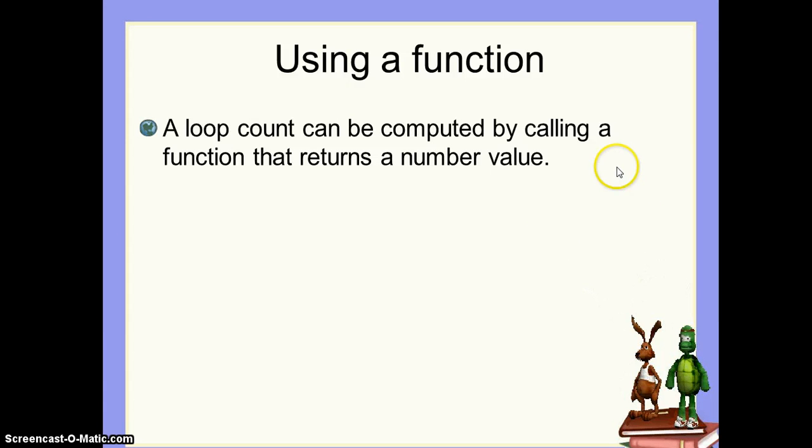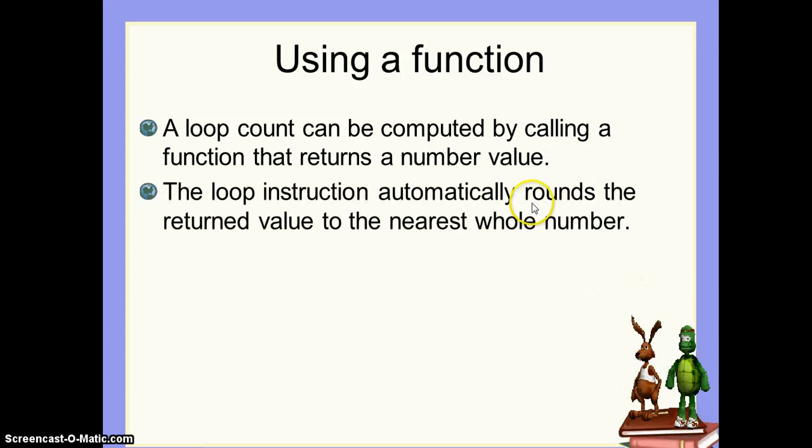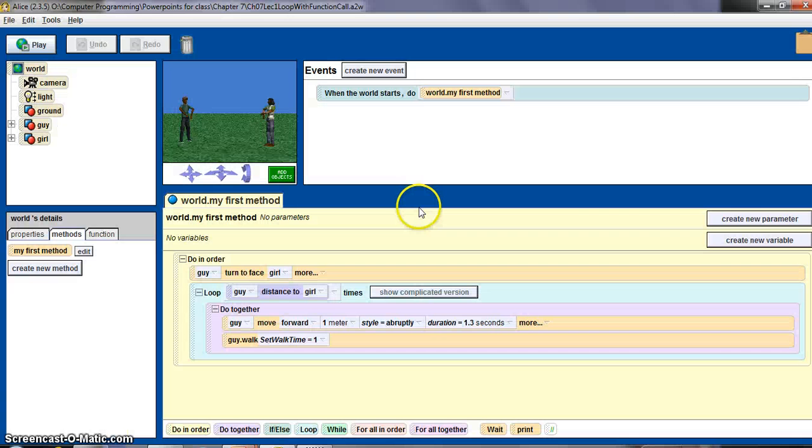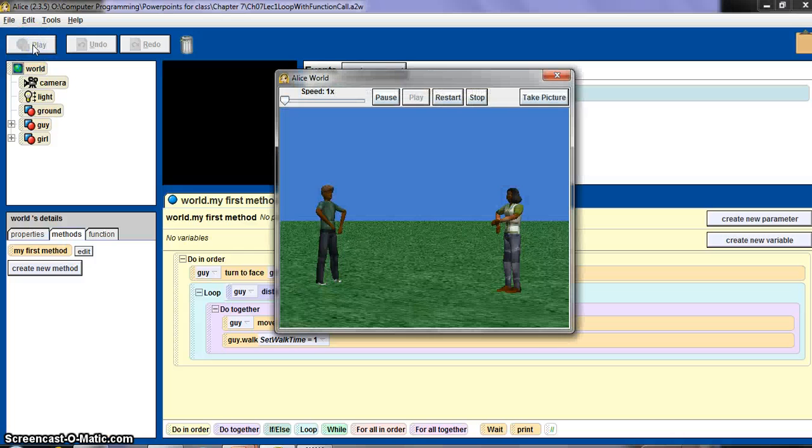All right, great news, because I know some of you just love functions, that you can use a loop count by calling a function as long as that function returns a number value. And if that function returns something that's not a whole number value, the loop instruction will automatically round that to the nearest whole number. All right, let me show you one last demo. Okay, so let me play it for you. He's going to turn face.